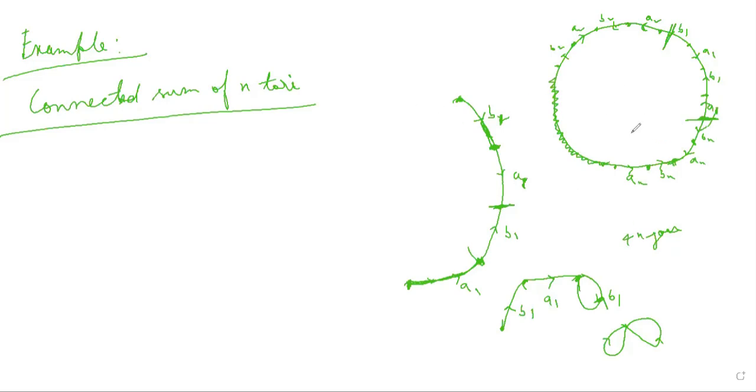So you can see that if n equals 1, then we are going to get a torus. Similarly, for A2, B2, these sides, this portion will be identified with this one, and this portion will be identified with this one, something like this.